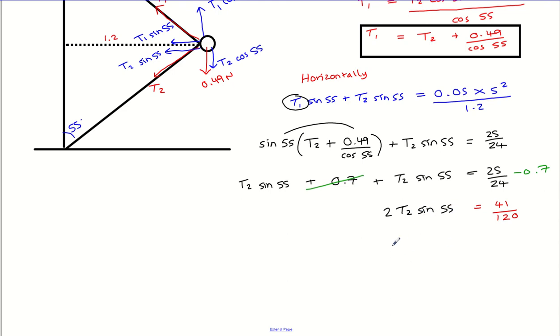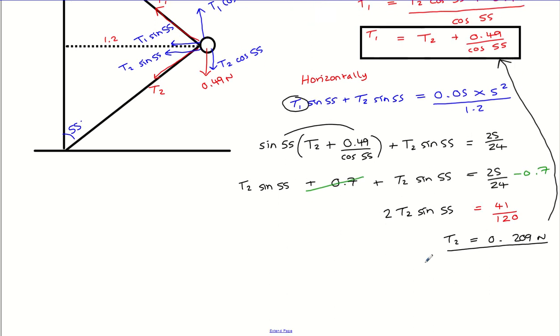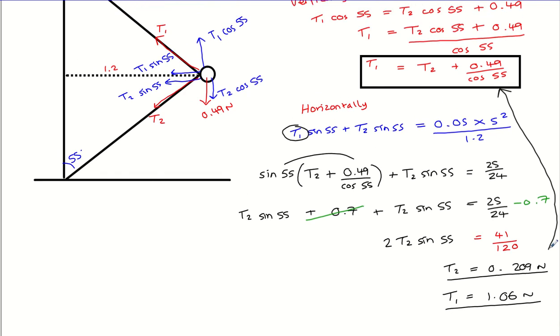Okay. If you divide by 2 sine 55, you get that T2 is 0.209 newtons. All you've got to do then to work out T1 is to substitute it back into there. Alright, and T1 comes out as 1.06 newtons, which proves what we said at the beginning, that T1 would need to be bigger than T2, because T1 cos 55 acting upwards on its own is equal to T2 cos 55 plus 0.49.